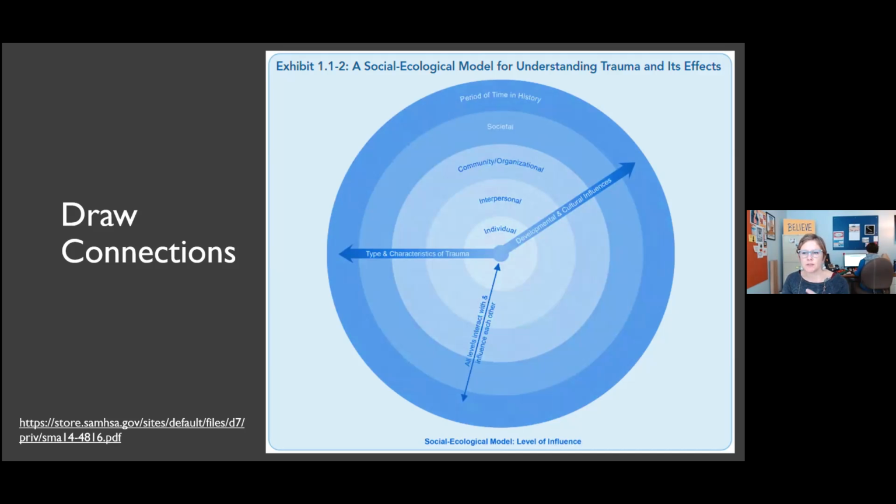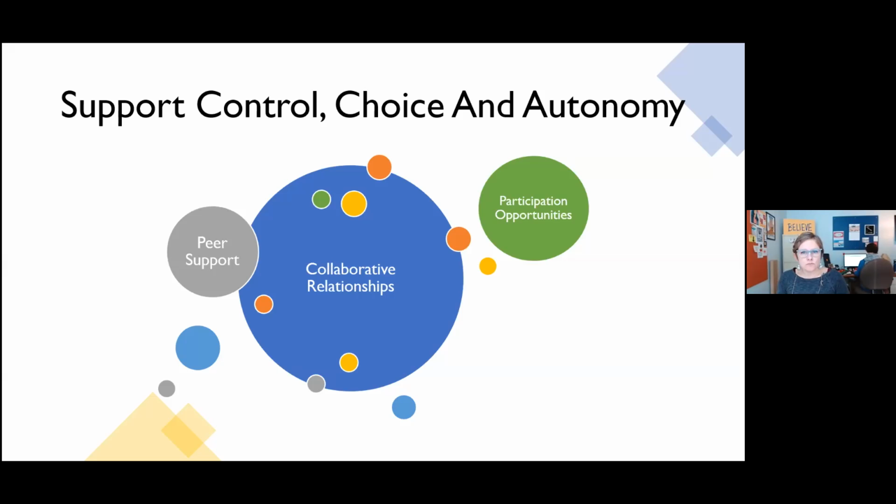Just outside of that, the interpersonal is their immediate relationships, family, friends, peers. Community is all of the social networks, workplaces, neighborhoods, institutions. Societal, kind of that larger state, federal policies, social norms, political ideologies. The outer ring is the period of time in history reflecting when the event occurred. And all of them influence each of the other levels represented in the circle. An example of how period in time is looking at society's attitudes and responses towards veterans homecoming across different wars throughout time, and how that homecoming environment could either become a protective or risk factor for their long-term healing.